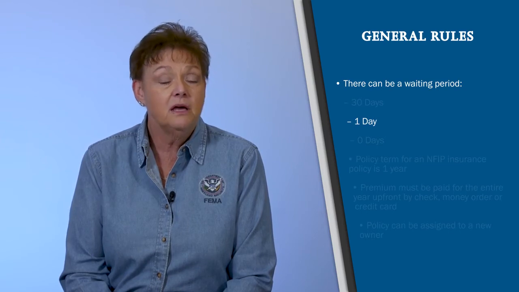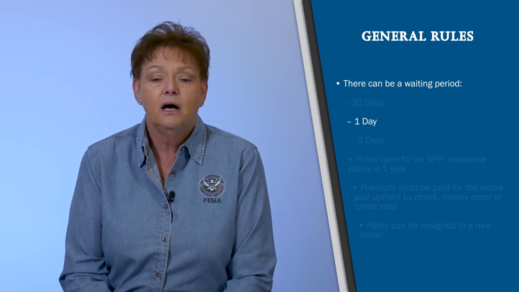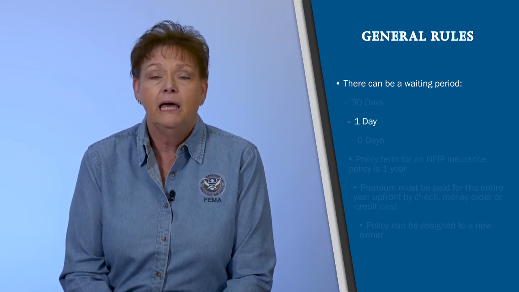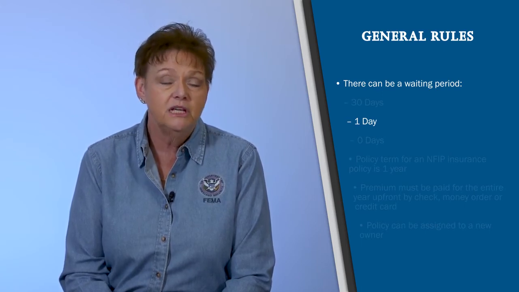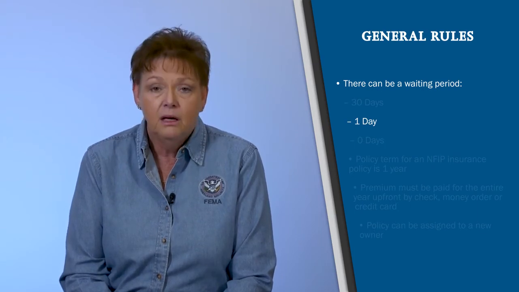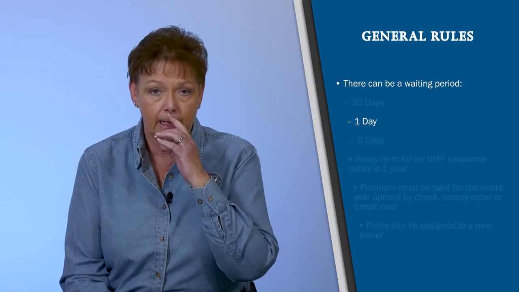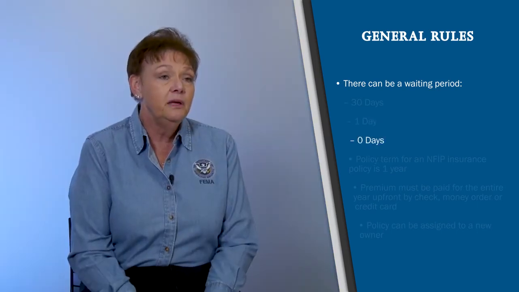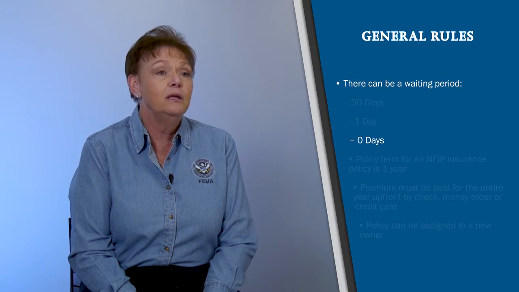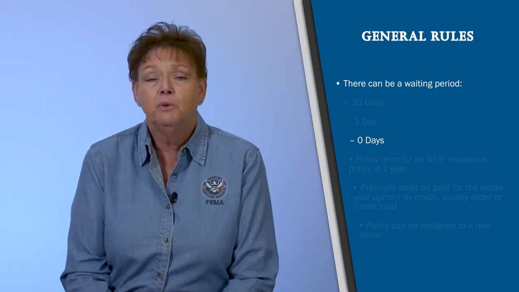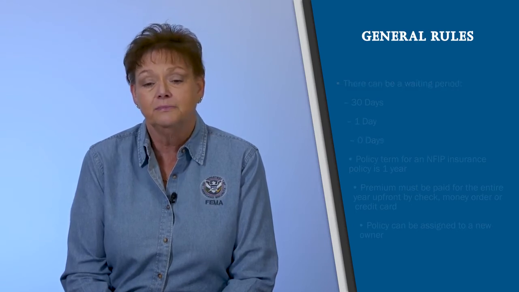There are a couple of exceptions to those. One is if there is a map revision and the policy is written within 13 months of that map revision, there is a 1-day waiting period that the insurance agent can put on the effective date. If the insurance is for a loan closing, there is no waiting period, so the policy can be written as of the date and time of the closing.